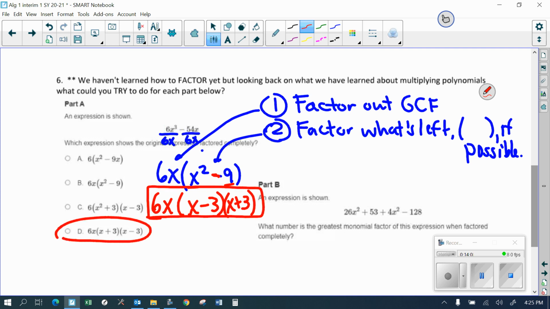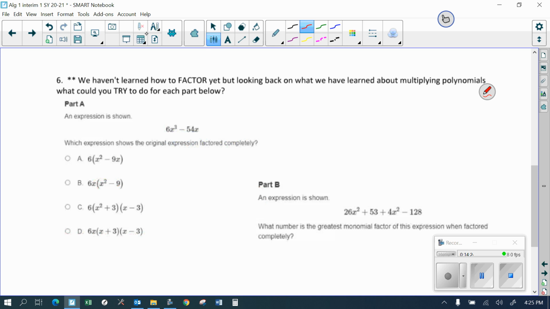which is D. So here, B, they only did step 1. Notice that's only step 1. They did not factor what's left inside the parentheses if possible. You have to be able to recognize that as a difference of perfect squares. All right, part B.